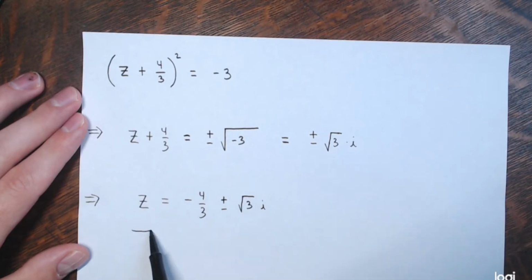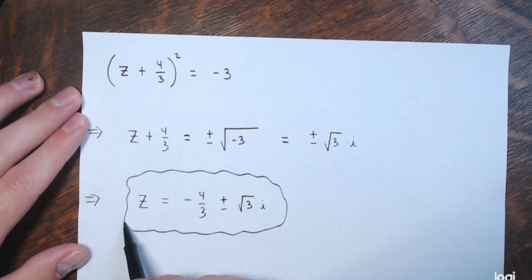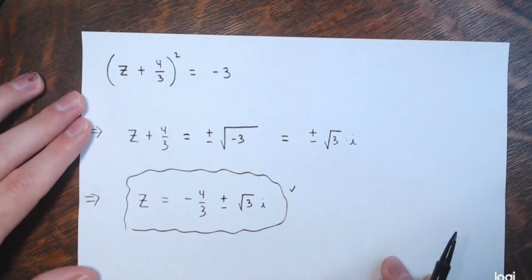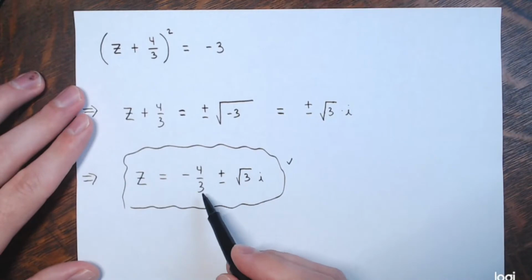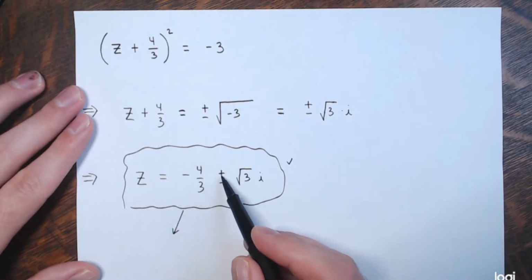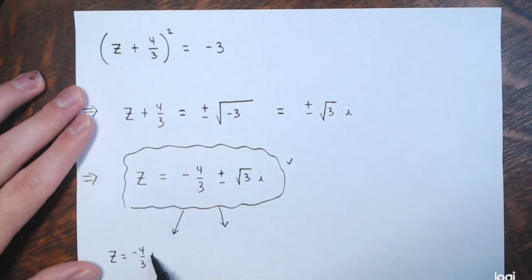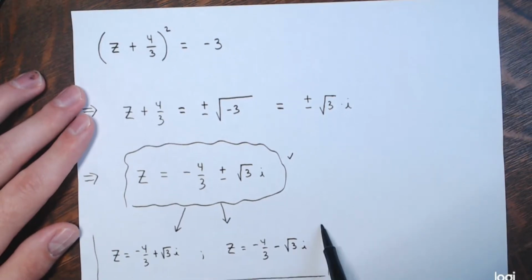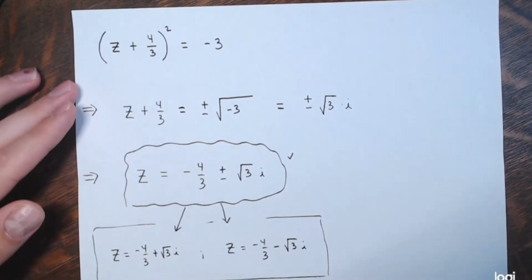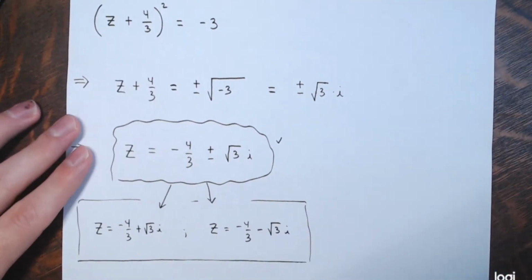And here's a description of both solutions to this equation. And don't forget to check them, right? But they should work. But remember what this means, right? Saying negative 4/3 plus or minus the square root of 3 times i, that's two solutions, right? One is z equals negative 4/3 plus the square root of 3 times i. And then the other one is z equals negative 4/3 minus the square root of 3 times i. And this is what they want us to enter. They're having us enter two separate values separated by a comma.